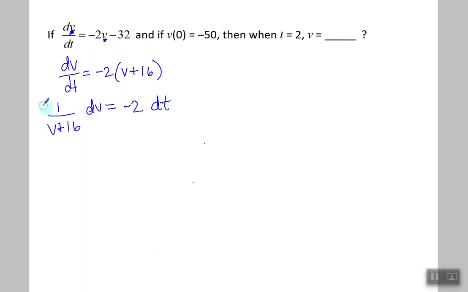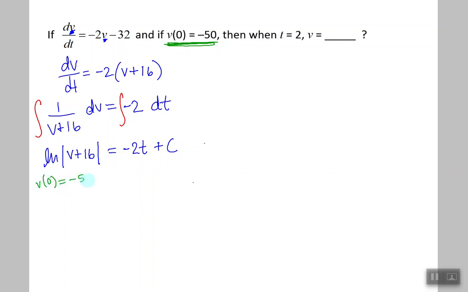Now I'm ready to do the integral or antiderivative of both sides. Because this is v to the first, the antiderivative gives me natural log of absolute value of v plus 16, and this antiderivative, negative 2t plus c. I have a general solution, but I was given a boundary condition, v of 0 equals negative 50. I'm going to use the fact that v of 0 equals negative 50 to find a particular solution in order to answer the later question.